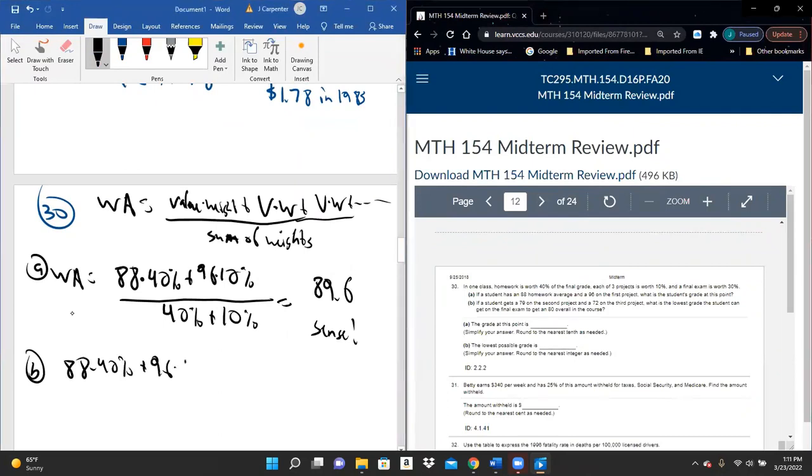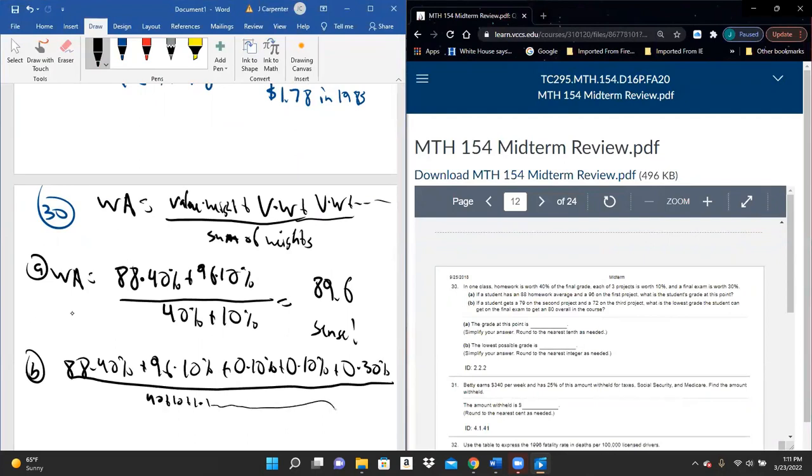We have the 96 times the 10%. Then we'll have a 0 for the next project, a 0 for the next project, a 0 for the final, 40, 50, 60, 70, yes, got it all there. And then dividing by the sum of the weights. Now, if I'm using all the grades, I can write 40 plus 10 plus 10 and so on. But if I'm using everything, you better know what percentage of the weights you're using. You're using all of them, all 100%.